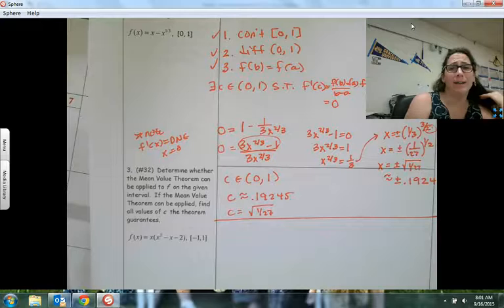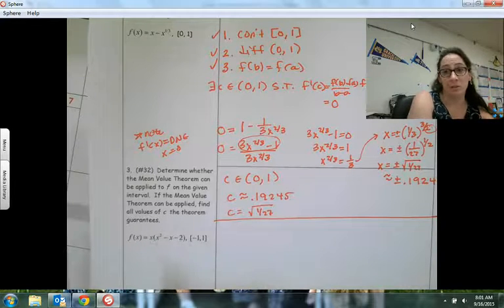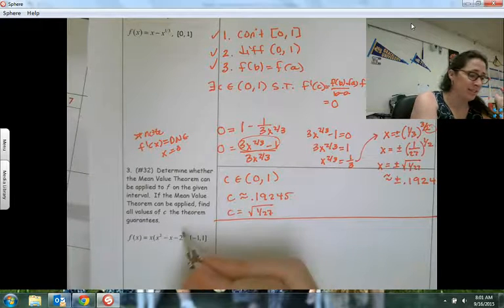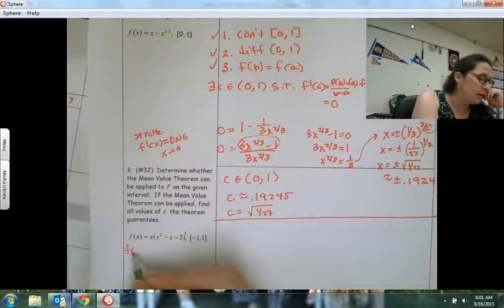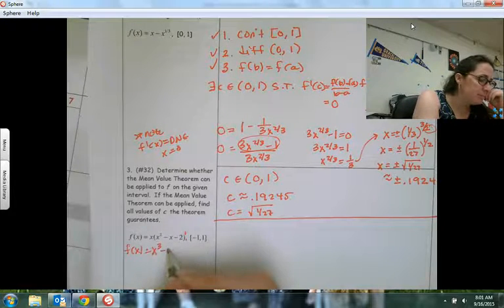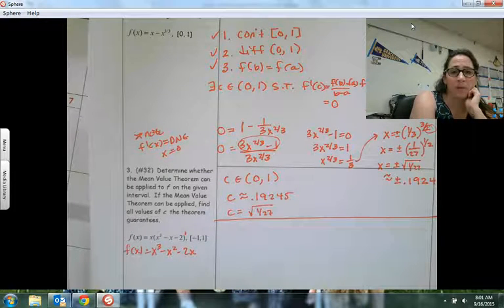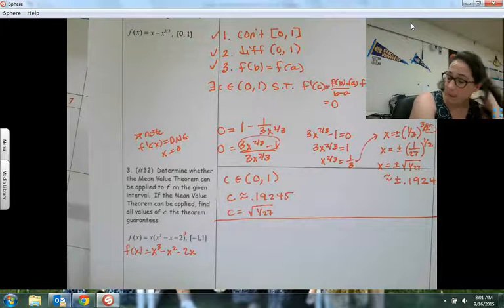Now, before I even start this, do you think, oh my gosh, I want to simplify that? I don't even want to read the rest. I just look at this and I say I have an exponent of 1. I'm simplifying that. Then I'll go read it. Okay, so it says, determine whether the mean value theorem can be applied to f on the given interval. If the mean value theorem can be applied, find the values of c that the theorem guarantees.